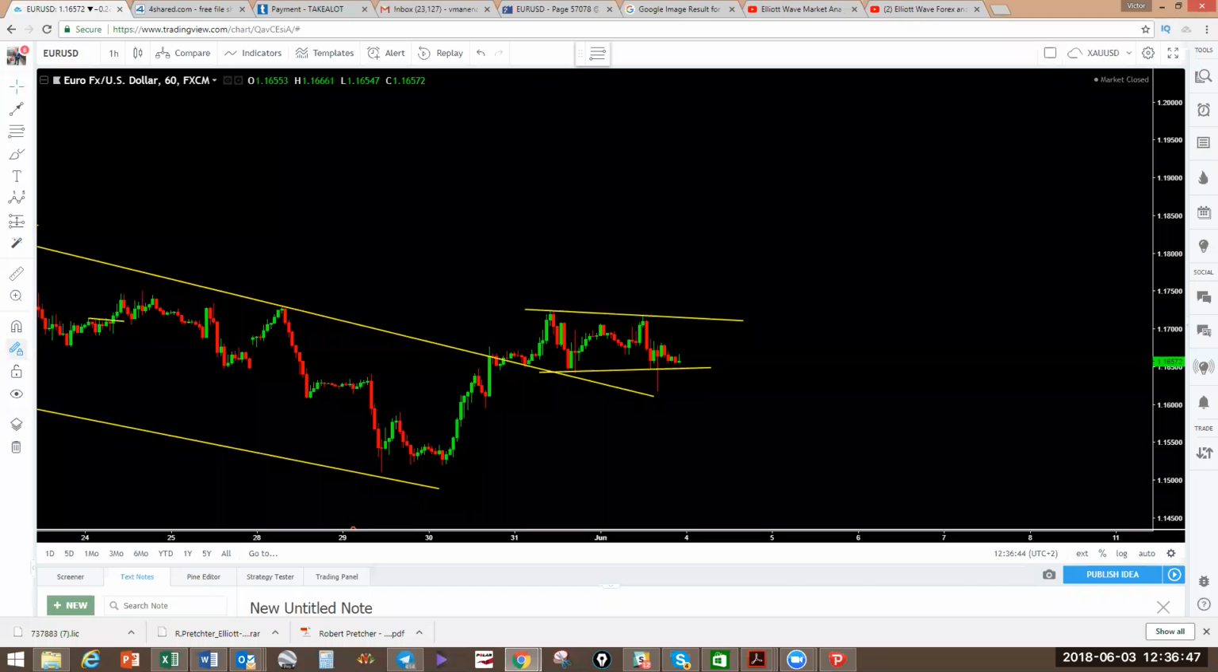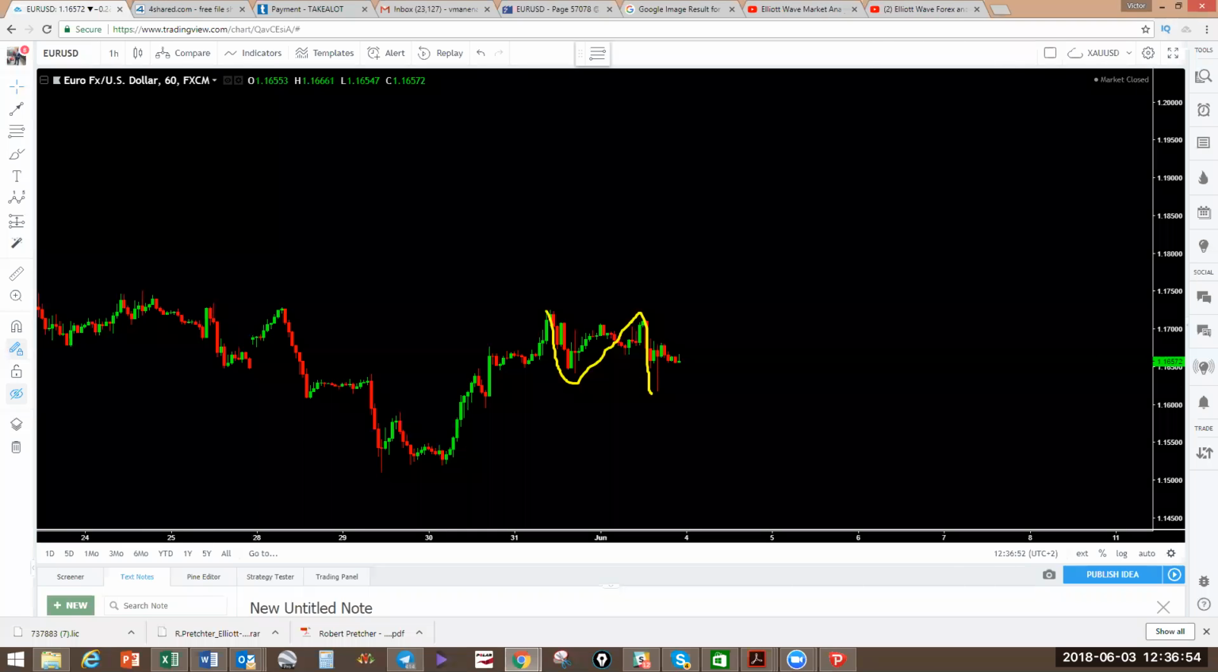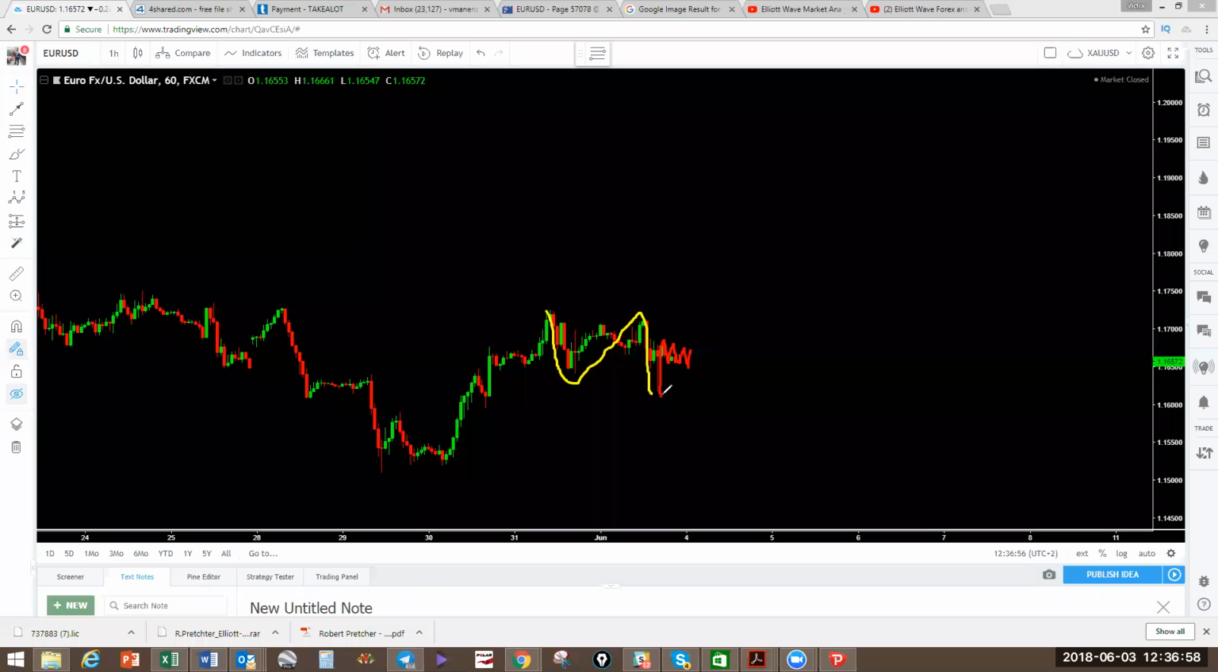So instead of looking at this whole correction here, if I switch off here, instead of looking at that whole thing there, you can look at this as an impulse. This is a passing move here. You're looking at this correction. You can get a very good entry. Put your stop loss under this anyway.